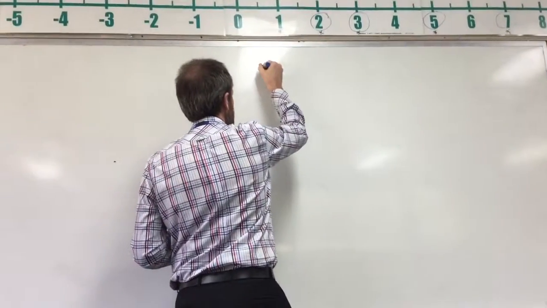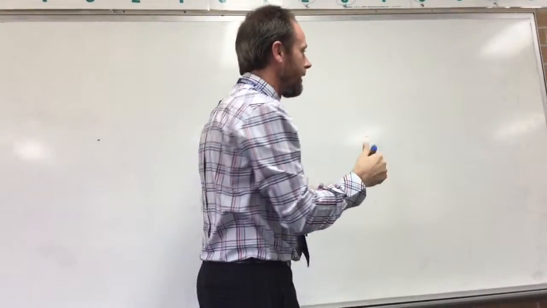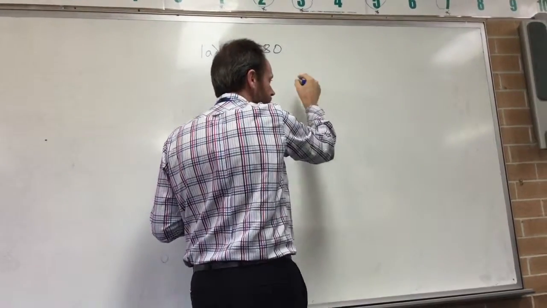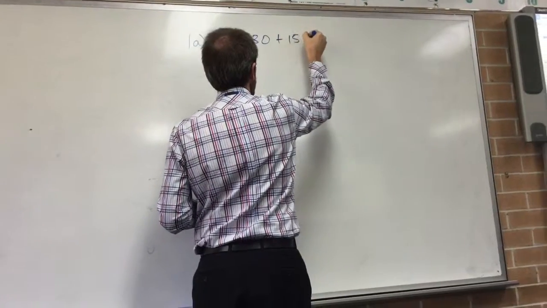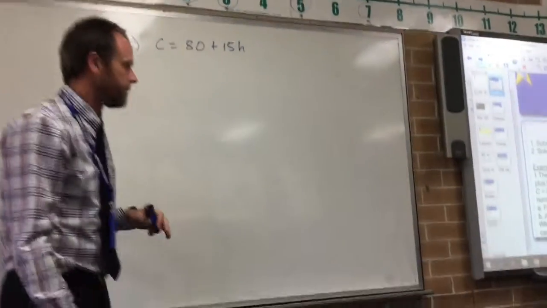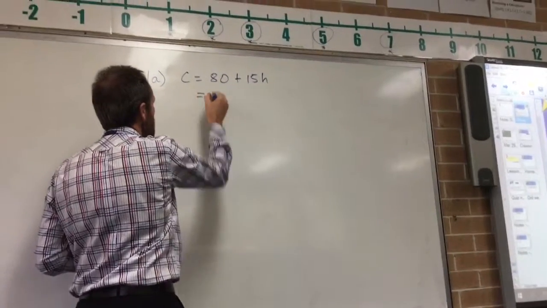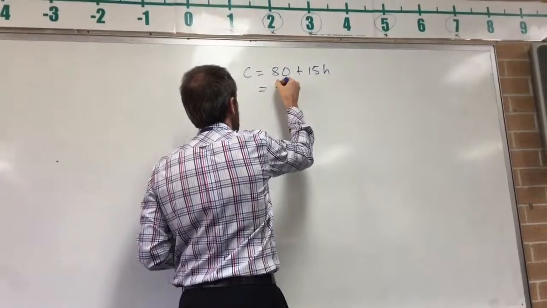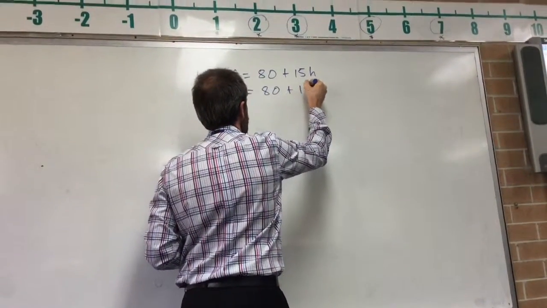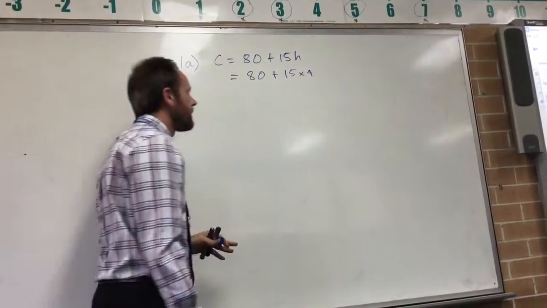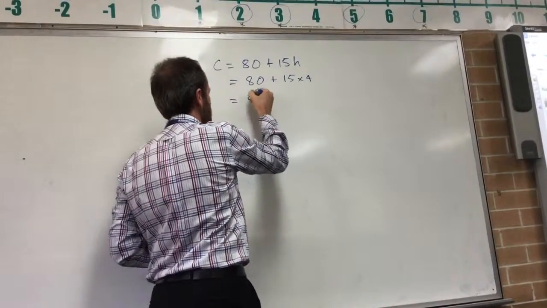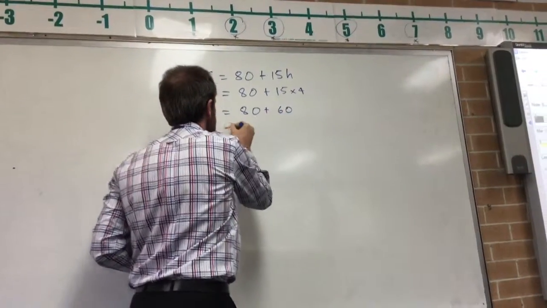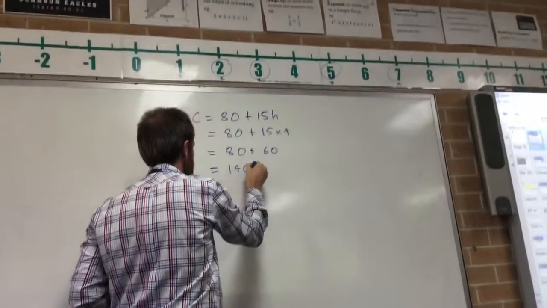The first step that you do is you write out the formula. C, the cost, is equal to 80, that's dollars, plus $15 per hour, times H. Substituting what you know. In this question, they want to hire the system for 4 hours, so it's 80 plus 15 times 4. I could just throw that straight on the calculator, but 15 times 4 is 60, so it's 140.